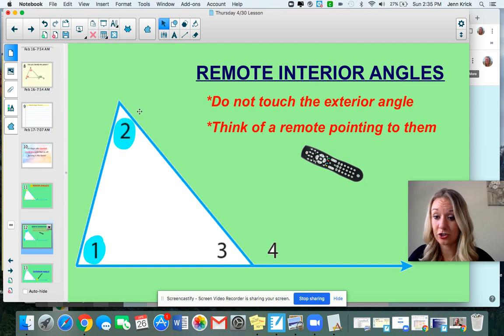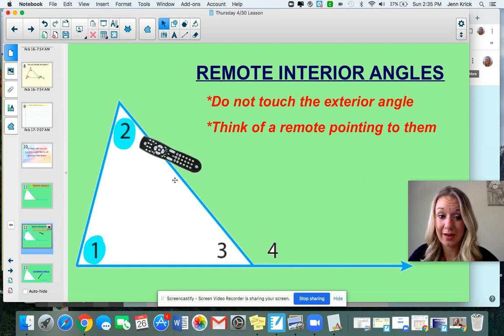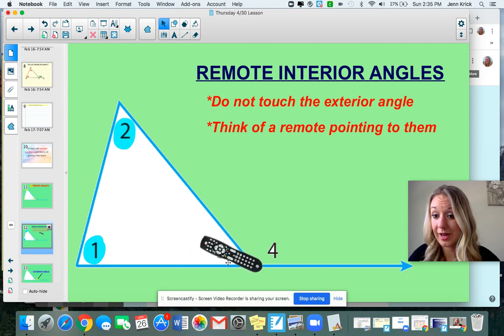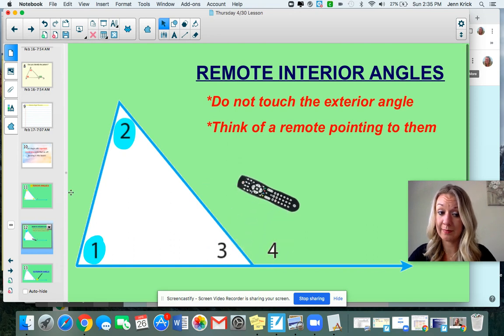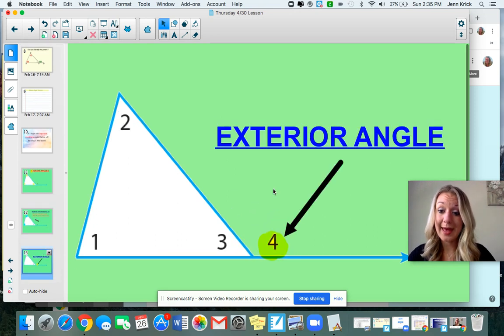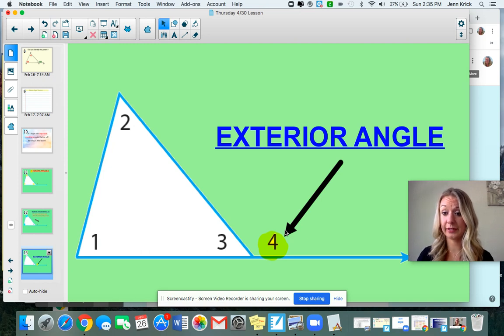They do not touch your outside angle. I always think about it kind of like a remote pointing to them from this corner here. So if that helps you, great. But angles 1 and 2, those two interior angles, because they don't touch your outside one, are called remote interior angles. You'll see that on your assignment today. And then lastly, this outside angle is your exterior angle.